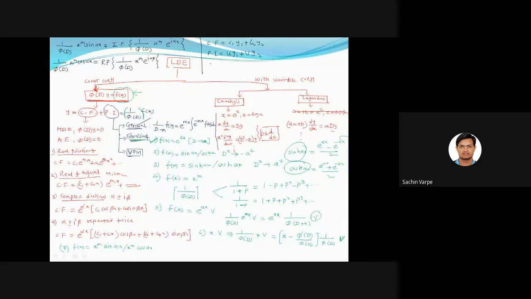Where the value of u is what? What is the value of u? u is the integration of minus y2 into the right hand side function f of x upon W, the Wronskian, with respect to x, and the value of v is the integration of y1 into the right hand side function f of x upon Wronskian, where the value of Wronskian W is what? W is the determinant of y1, y2 and their derivatives y1 dash, y2 dash.